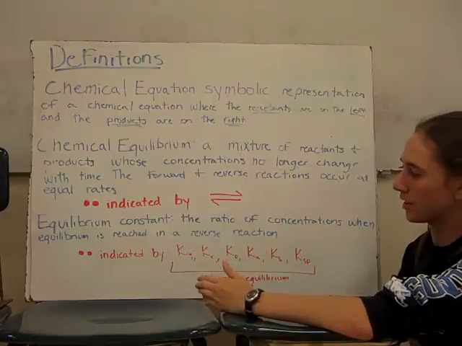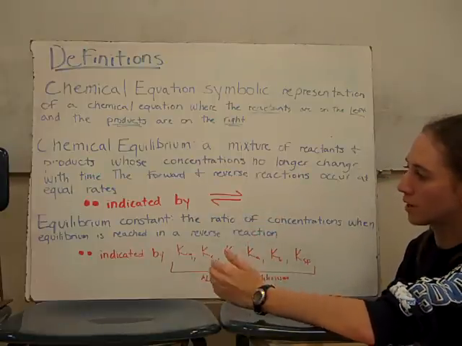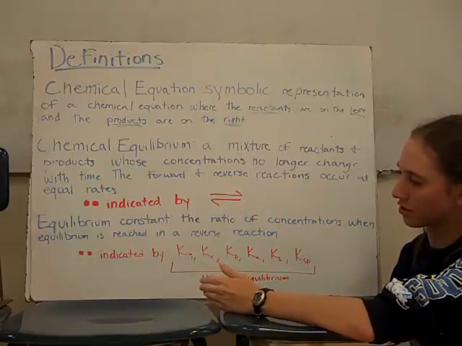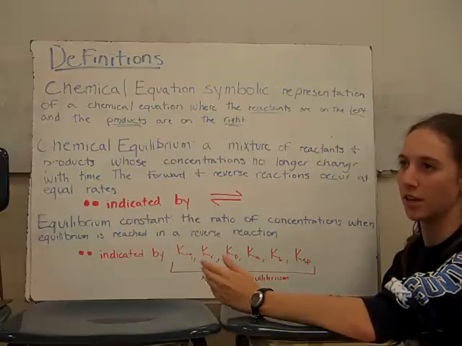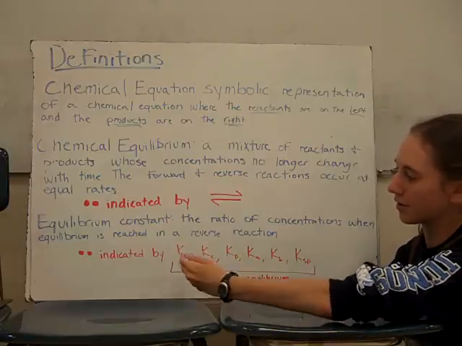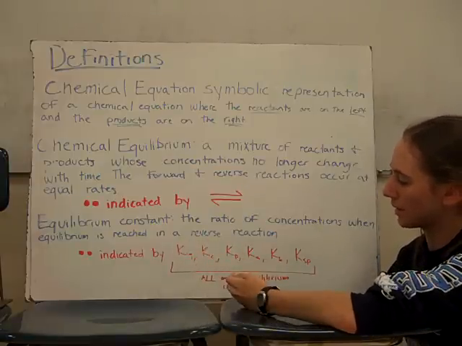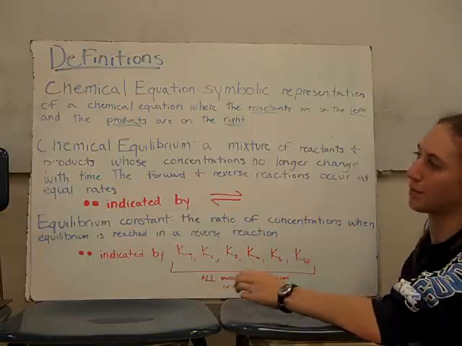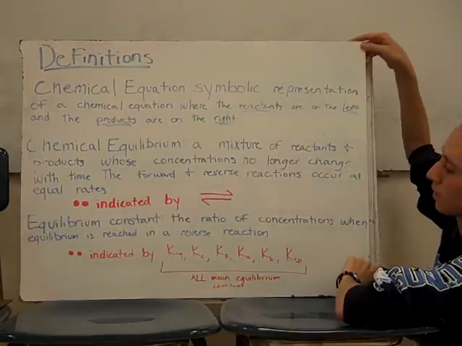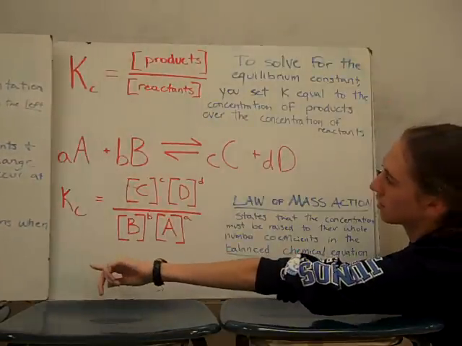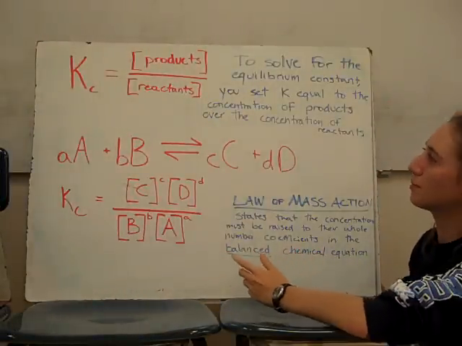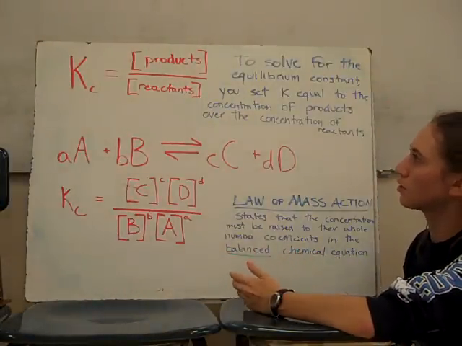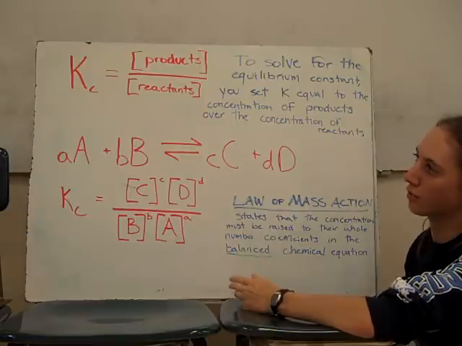The equilibrium constant is the ratio of concentrations when equilibrium is reached in a reversible reaction. The equilibrium constant is indicated by K. It can be either Keq, Kc, Kp, Ka, Kb, or Ksp. All of these mean equilibrium constant. To solve for the equilibrium constant, you set K equal to the concentration of products over the concentration of reactants.